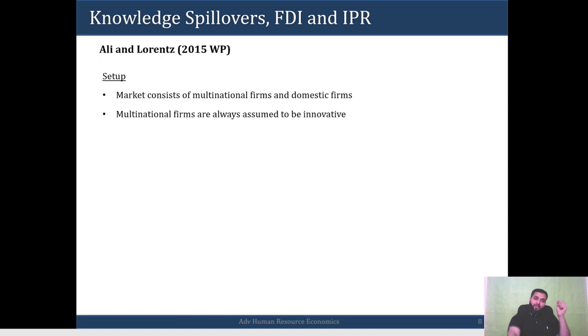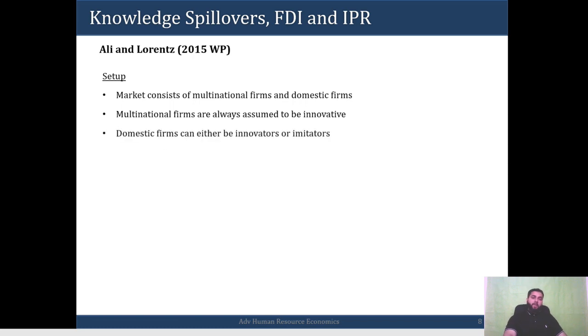In this setup, we have both multinational firms and domestic firms. The only difference is in terms of their research and development stock. We'll talk about it later on. Then we have assumed that multinational firms are always innovative, and the reason is that we are talking about innovation in terms of inflow of knowledge from multinational companies. It is also possible that multinational companies are coming to seek knowledge, but we'll keep in mind that the setup is designed in a way that we are in a developing country, and innovative multinational companies are coming in with their knowledge. And now we're talking about, if we have better IPR, would we encourage innovation or stop innovation?